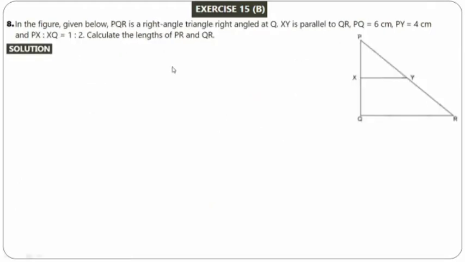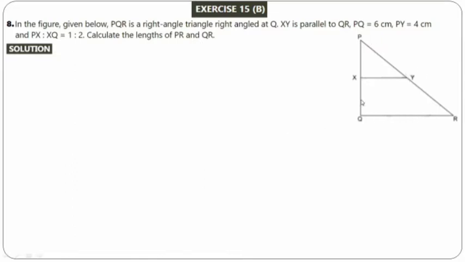Let's have this question now. In the figure given below, PQR is a right angle triangle, right angle at Q. That means angle Q is 90 degrees. XY is parallel to QR. PQ is given to be 6 centimeter. PY is given to be 4 centimeter. PX to XQ is given to be 1:2. Calculate the length of PR and QR. So PR and QR, that's what we need to find.